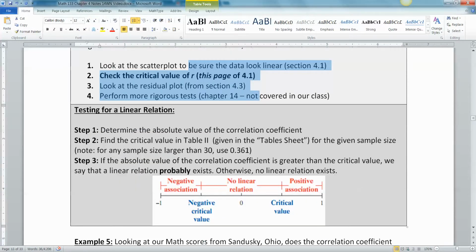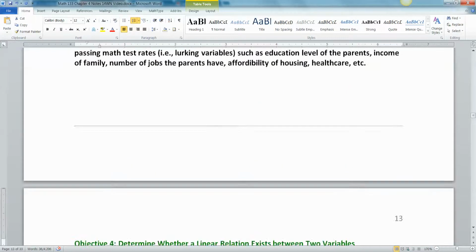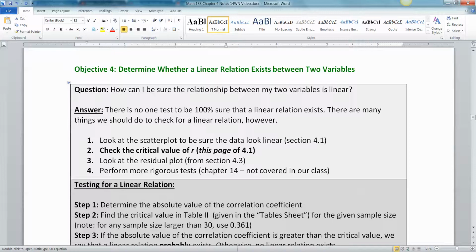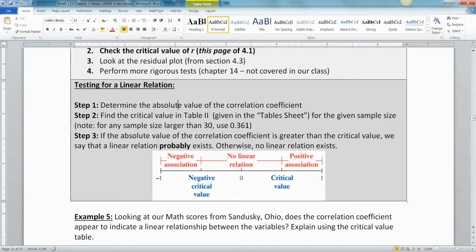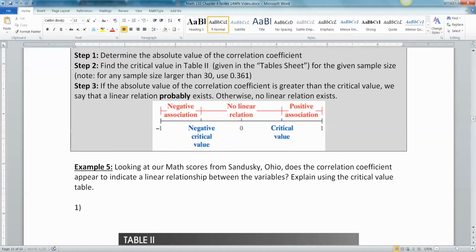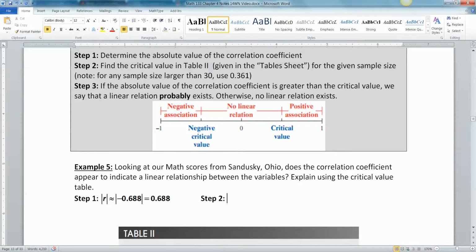All right, step 1, you determine the value of the correlation coefficient, which we've done. That was back here. R was negative 0.688. We want to determine the absolute value. Step 1, take the absolute value. Well, absolute value always makes it positive. So basically all I'm saying is take the positive of your correlation coefficient.